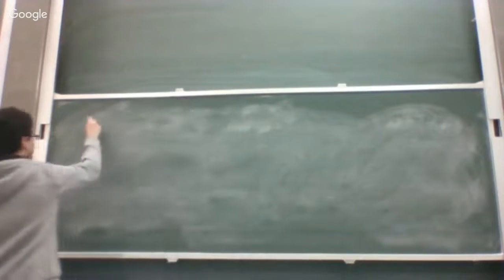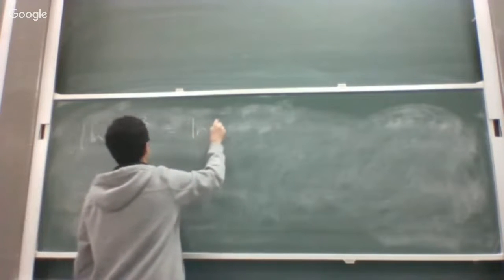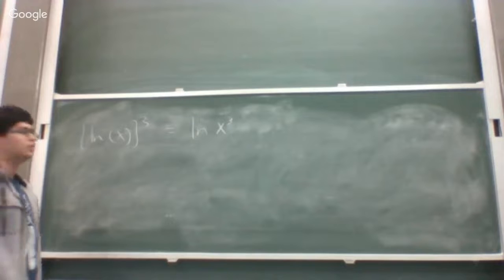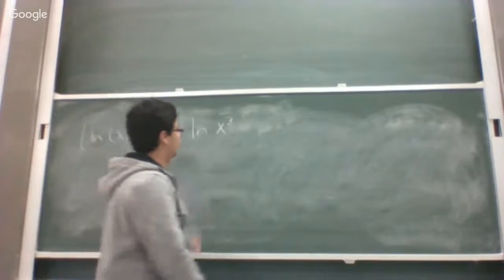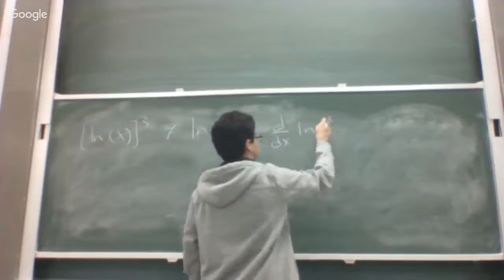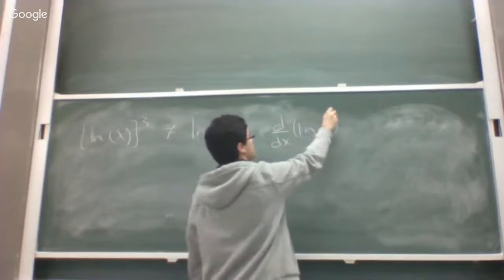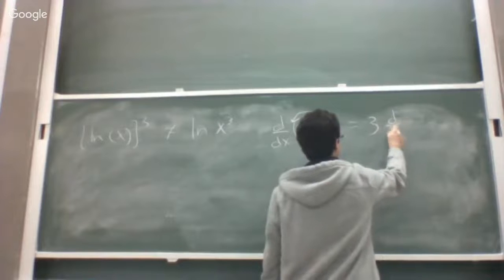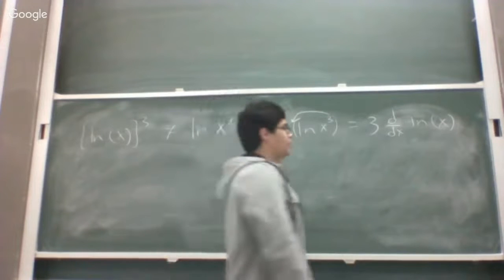Is the natural log of x, quantity cubed, equal to the natural log of x cubed? No. These are not equal. Okay? So first, let's just take a derivative of this. Before you take a derivative, always try to simplify the inside. This 3 can come out. So then this will be equal to 3 times the derivative of the natural log of x. And that would just be 3 over x.